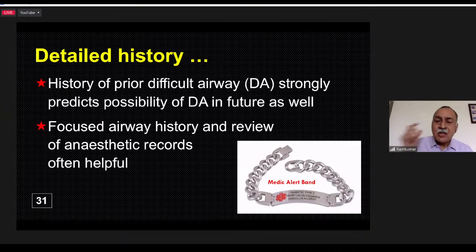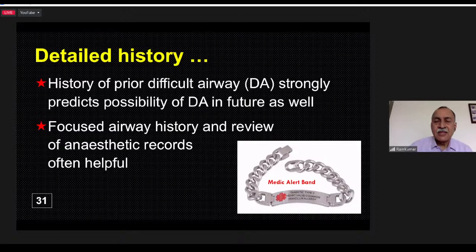Was it an anatomical problem? In which case it wouldn't have changed. Was it a physiological problem? Again, it wouldn't have changed. But if it was a contextual problem, yes, maybe in our center, we may be better equipped to deal with that situation. So for all this, when any one of us comes across a difficult airway, one needs to give what is called an alert, a difficult airway alert.